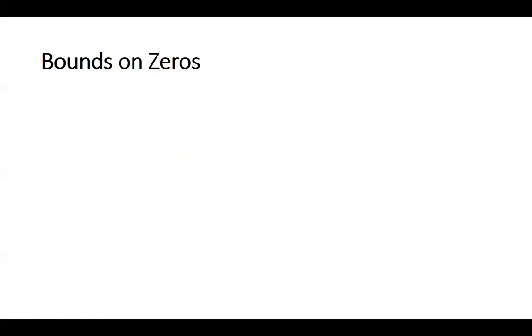Bounds on zeros. What do I mean by bounds? Well, basically, if you're talking about real zeros or rational zeros, at some point you're going to hit a point where there's not going to be any more. You start at 0 and work your way towards infinity, or start at 0 and work your way to negative infinity. At some point, it's going to be the end of where your zeros are. You're not going to have any zeros beyond that point. So we call those bounds.